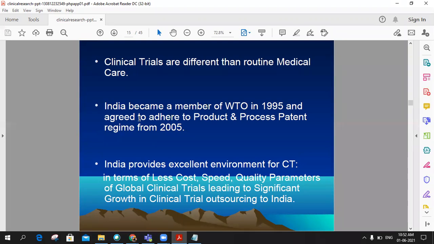And India provides an excellent environment for clinical trials in terms of less cost, speed, and quality parameters. As you may be aware, India is one of the global hubs for conducting clinical trials because there is a large patient population, and there are a lot of diseases in India. We also have a lot of educated doctors who can help in conducting the clinical trials, and in terms of cost it's also very low when we compare with other countries.